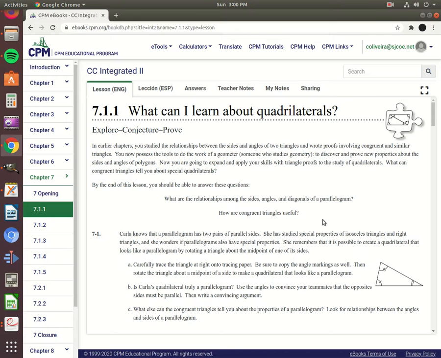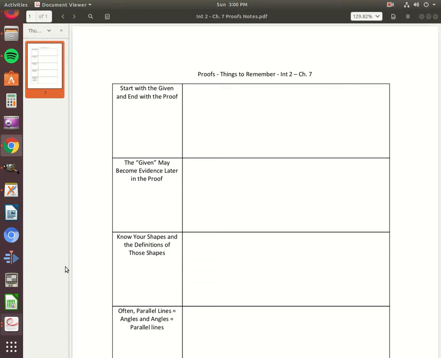What we're going to do is use some of these proofs and apply them to quadrilaterals. And again, we have these note pages that we want to keep in mind.